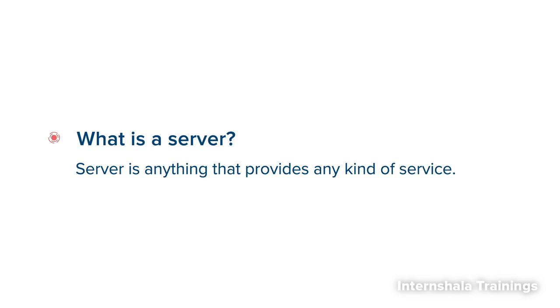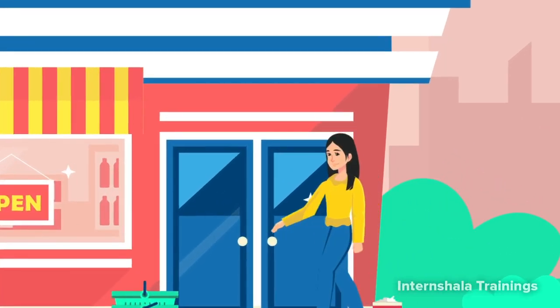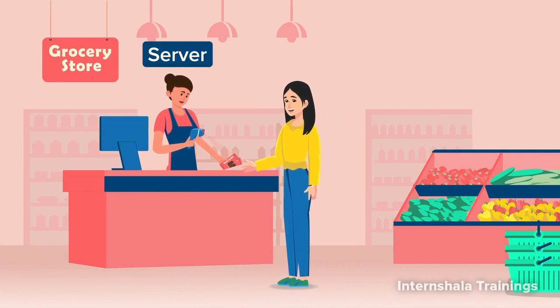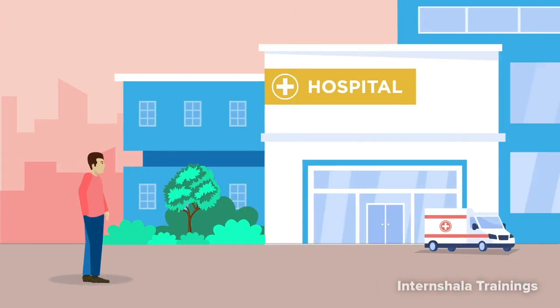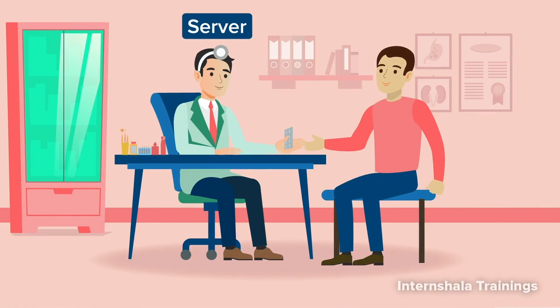Let's understand with the help of examples. Suppose you want to eat chocolates. You will go to the grocery store and will buy one there. Here, in this case, the grocery store is the server. Or you're not feeling well, you go to a doctor who will prescribe you medicines. Similarly, here the doctor is the server.